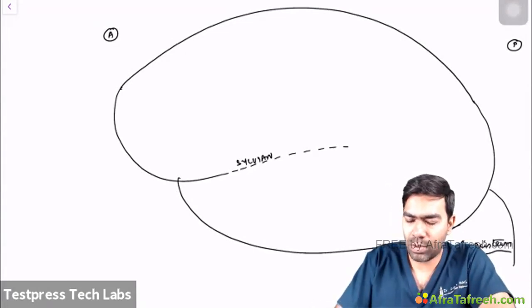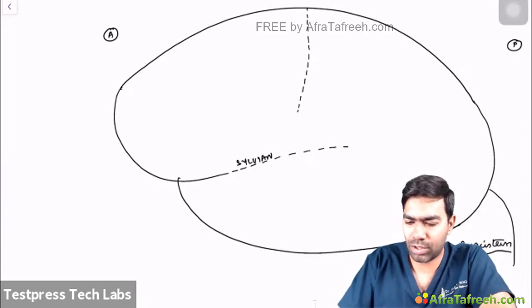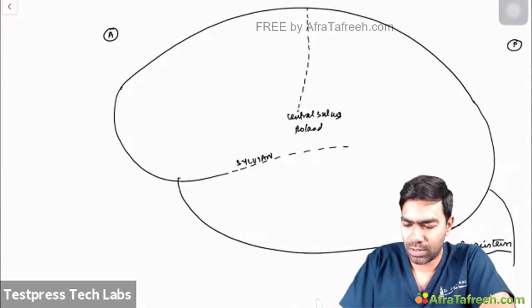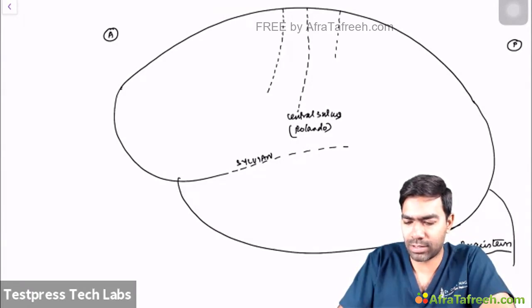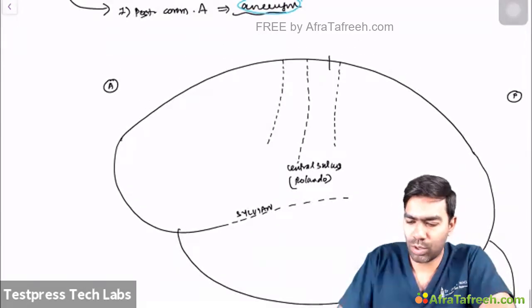Apart from that, you have multiple areas. You know that. I'll draw only the important things. One is the central sulcus. You know this is the central sulcus of Rolando. And you have a pre-central sulcus and a post-central sulcus. Just a conceptual diagram. And of course, you need to know that this is the post-central gyrus.